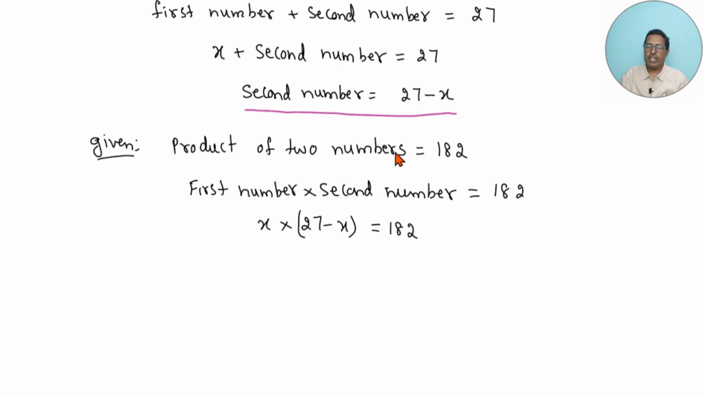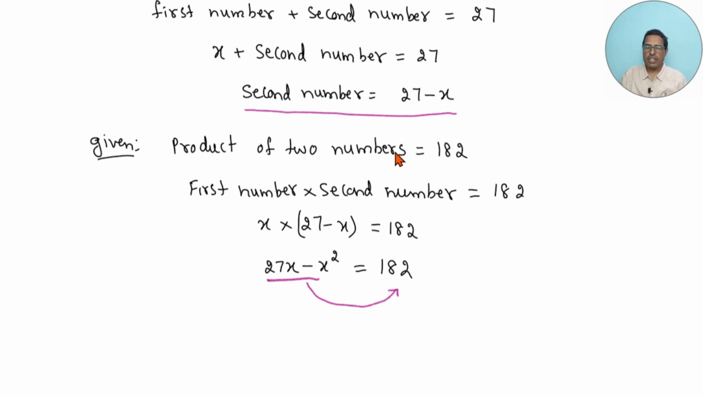Now let us multiply this one. x is being multiplied by 27, it becomes 27x. Then you have minus here, plus into minus will be minus, x into x will become x square, is equal to 182. Now let us take both the terms to the right hand side, because we are having this negative x square, to make this a positive x square, I am taking this value on the right hand side.